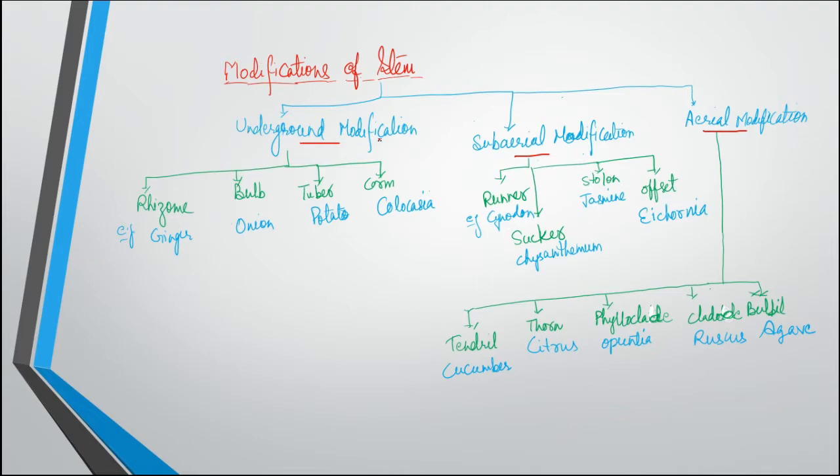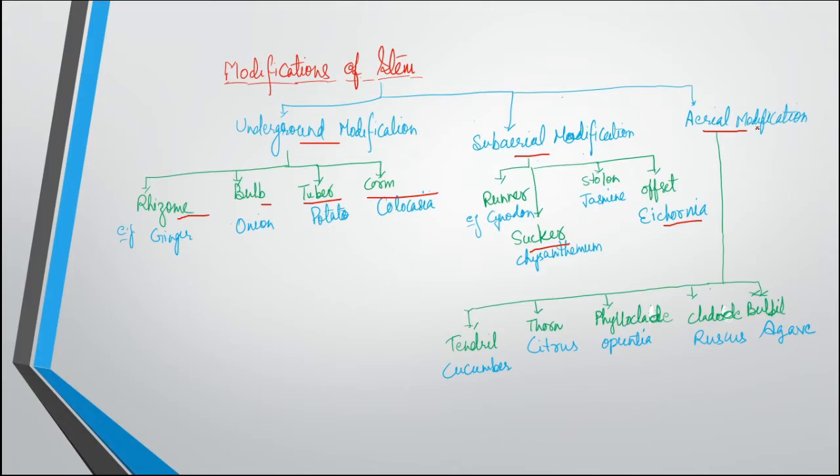For example, underground modification occurs for the storage of food material. For example, rhizome occurs in ginger, bulb in onion, garlic, etc., tuber in potato, corm in colocasia, all are helping in the process of storing of food material. Then subaerial modifications like runner in cynodon grasses, stolon in jasmine, offset in eichhornia, that is an aquatic plant, then sucker in chrysanthemum, all help in the process of vegetative propagation.